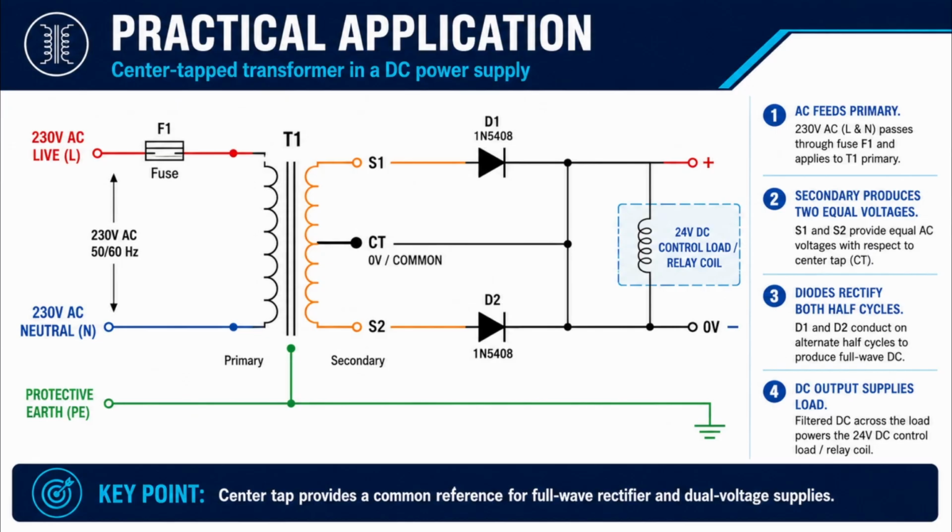In this practical circuit, 230 volts AC is applied to transformer T1 through fuse F1. On the secondary side, S1 and S2 provide equal AC voltages with respect to the center tap, CT. Diodes D1 and D2 rectify alternate half cycles, producing a full-wave DC output, while the center tap acts as the common return for the DC load.